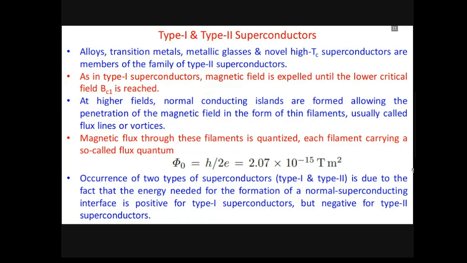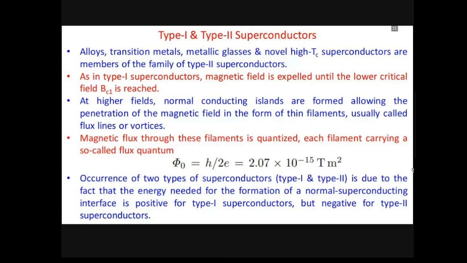As in a type 1 superconductor, the magnetic field is expelled until the lower critical field is reached. At higher fields, normal conducting islands are formed, allowing the penetration of magnetic field in the form of thin filaments. This is what we have seen between the superconducting and normal state. The flux lines will penetrate above the lower critical field and below the higher critical field region.